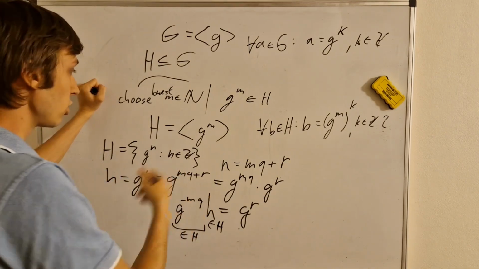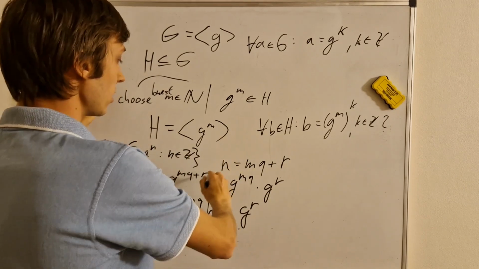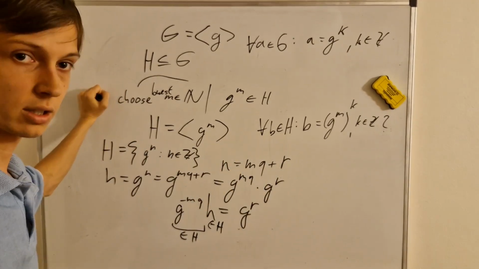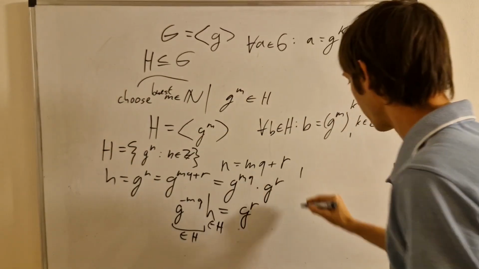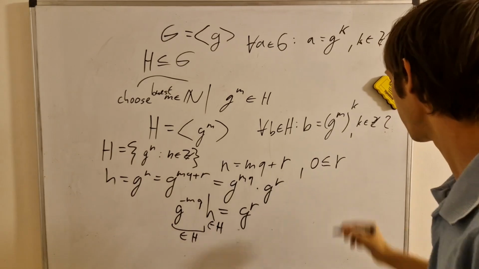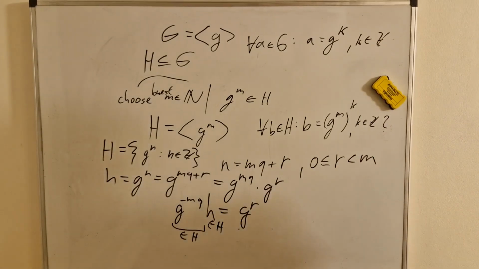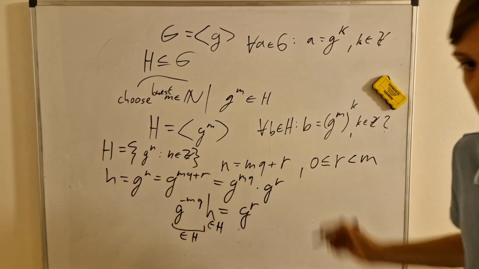And as for Q, Q is some integer in this division algorithm. In the Euclidean division algorithm, Q is an integer. And there's one very important property: R must be equal to 0 or higher than 0, and smaller than M, when we write it out like this.